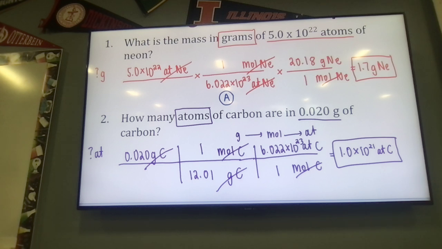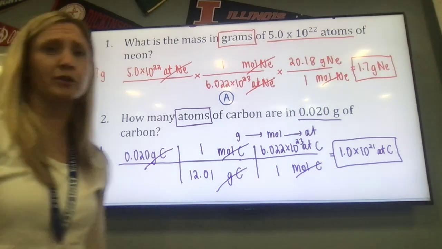All right, questions? Yeah. For the answer, do you have to write 1.0 times 10 to the 21st, or can you write the E? The E is a calculator function, not the math way. So times 10 to the 21st. I think your math teachers would be a little upset with me.